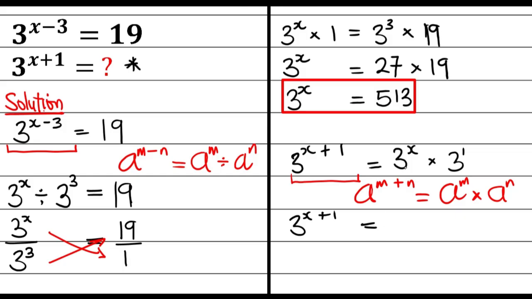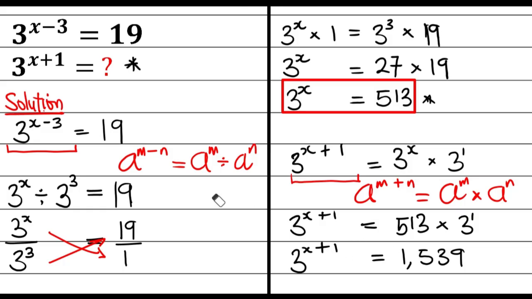So at this point, my 3 raised to the power of x plus 1 is now equal to 3 raised to the power of x, which is already given to be 513 here. So instead of repeating 3 raised to the power of x, I'm just going to write 513 here. I have 513 multiplied by 3 raised to the power of 1. By multiplying this, I have 1539. So this is the value of 3 raised to the power of x plus 1, which is what the question says I should find from the beginning.